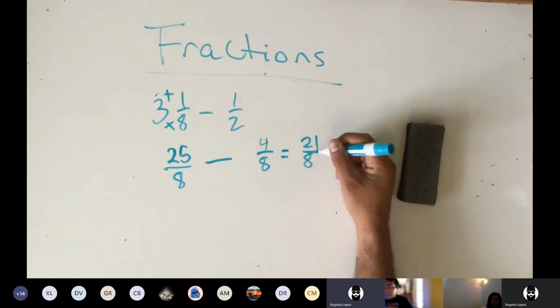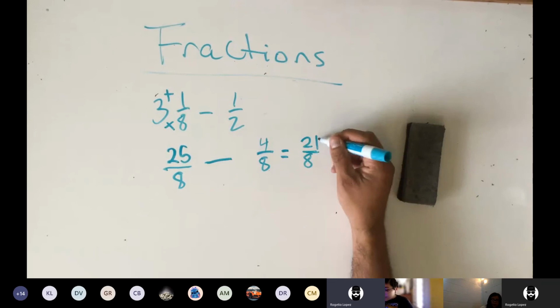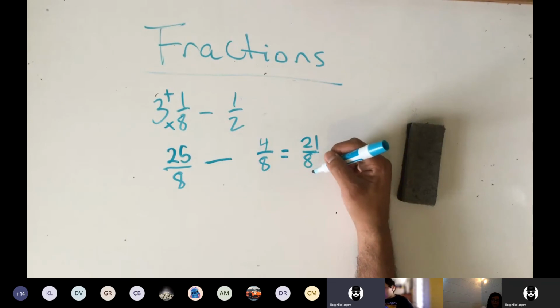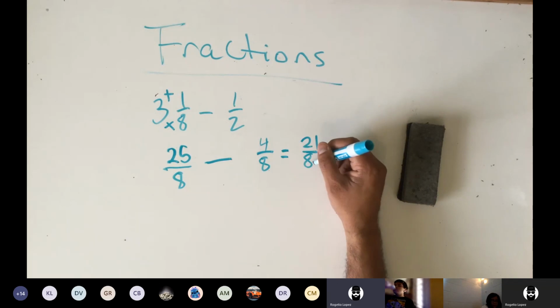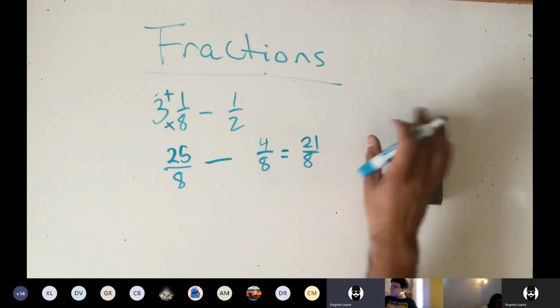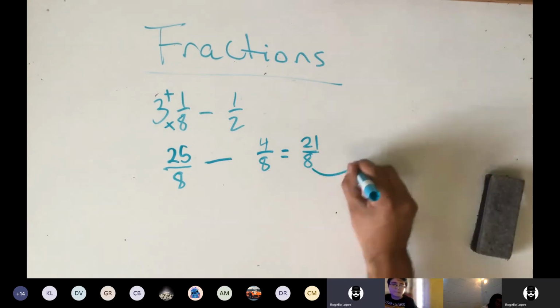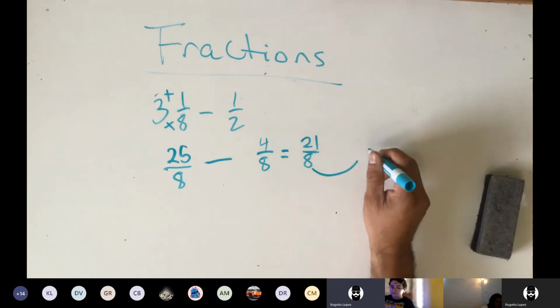Okay? So now it's an improper fraction because my numerator is bigger than my denominator. I cannot simplify it because the same thing doesn't fit into both of these. In 21, I can only fit 1, 3, 7, and 21, but I can't fit any of those into 8. Just 1. But that's not going to change anything. So I'm just going to leave it alone, but now I'm going to make it into a mixed number.